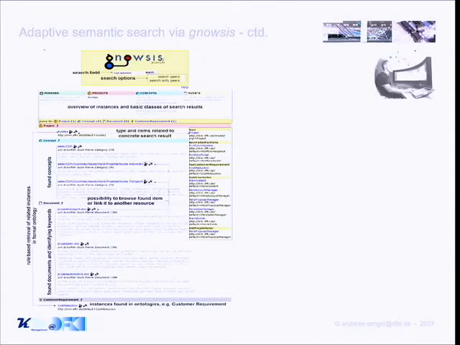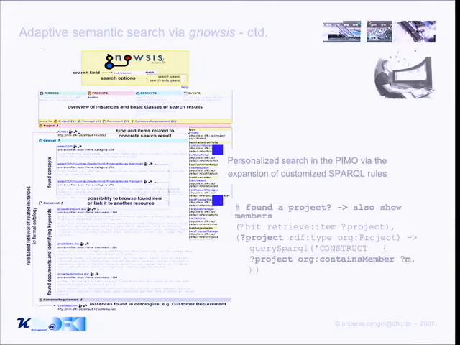It looks in more detail like this: we have search fields over here. We have, first of all, the overview of the most important instances and basic classes. Then we have another, more detailed view where we could provide rule-based retrieval of related instances, namely concepts and documents. There are other ones like customer requirements, so it's not limited to this, depending on all the classes you're using in the PIMO. For example, we have SPARQL rules behind that: if you found a project, also show the members. You can retrieve them with respect to the query itself.